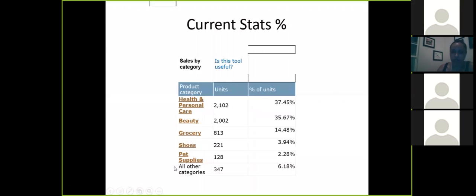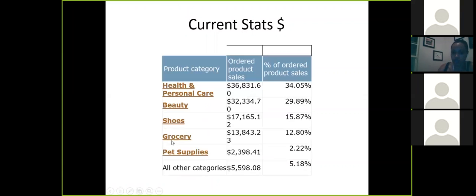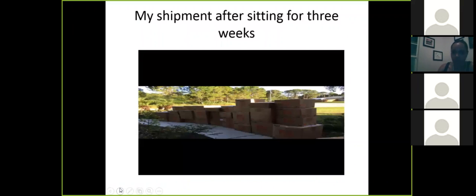So these are my stats. I do a lot of health and beauty, health and personal care, and beauty and grocery. So you can see those are my top three. They're listed in percentages and in dollar amounts here. So it's basically that. And that's my last shipment.